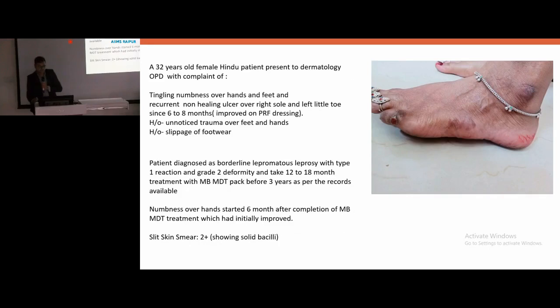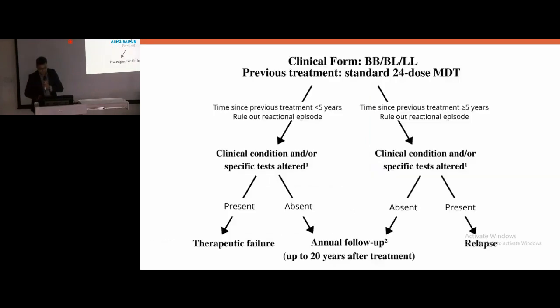She had taken MB-MDT for 12 to 18 months before 3 years. So basically, this suffices for therapeutic insufficiency. We worked her up for the laboratory parameters to see if there are any active live bacilli or not. Slit skin smear showed 2 plus solid bacilli. So we again gave this lady 1 more year of the standard MB-MDT, and we will re-evaluate afterwards.